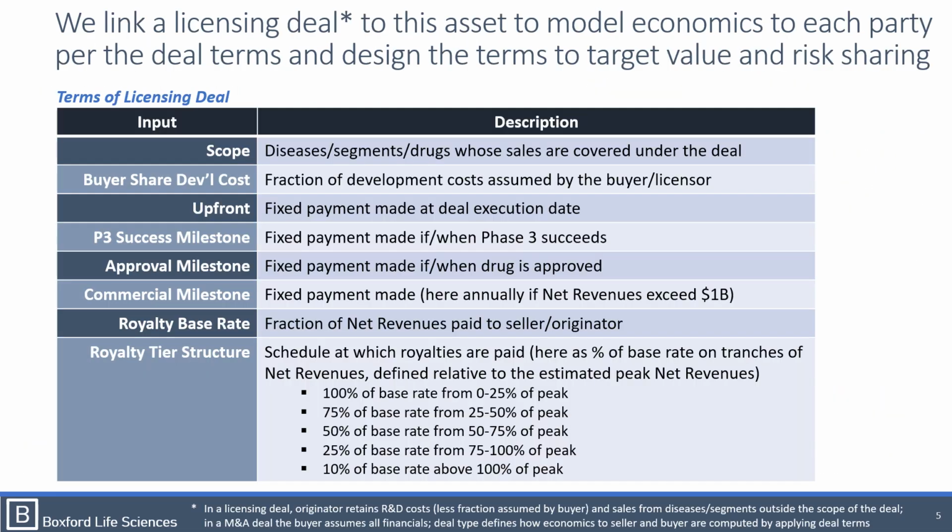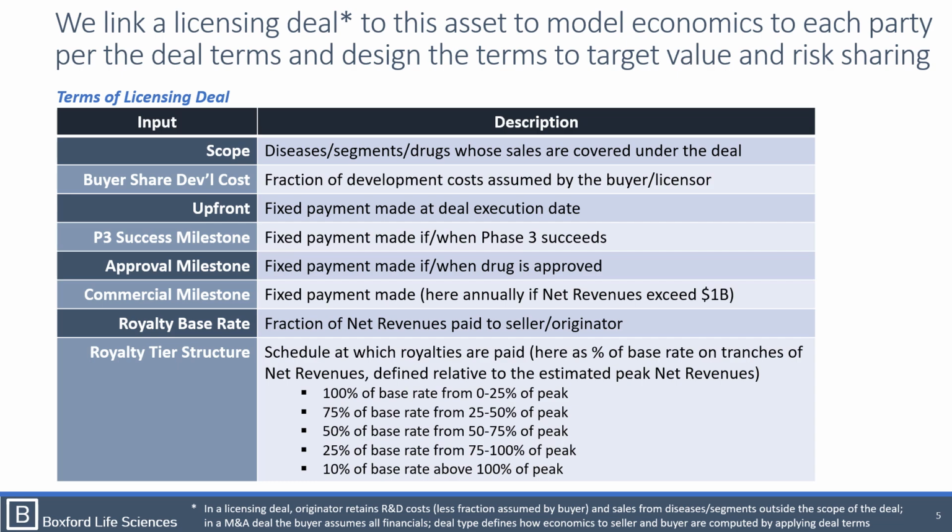In addition to the asset that we're going to value ourselves, we also want to link a licensing deal to this asset so that we can model the economics to both parties, the originator or the seller and the end licensor or the buyer, per the deal terms that we specify, and then design those deal terms to target the kind of value and risk sharing that we expect might be suitable to either side.